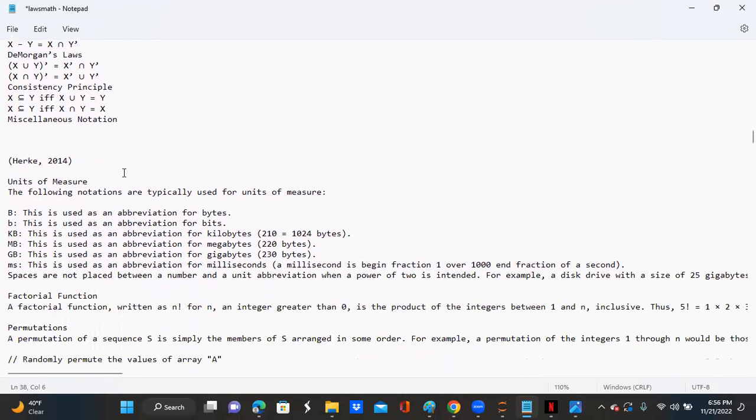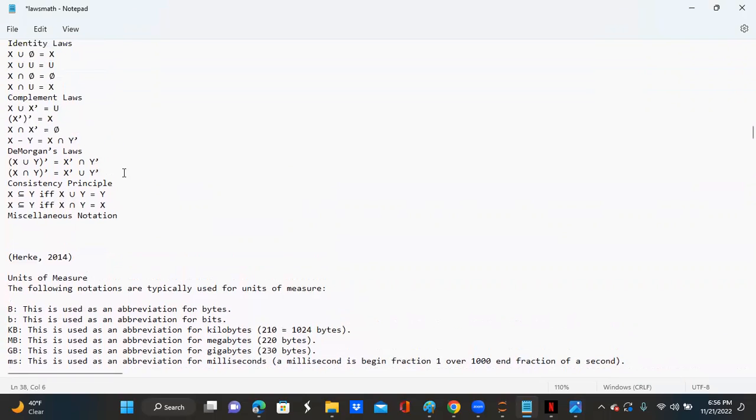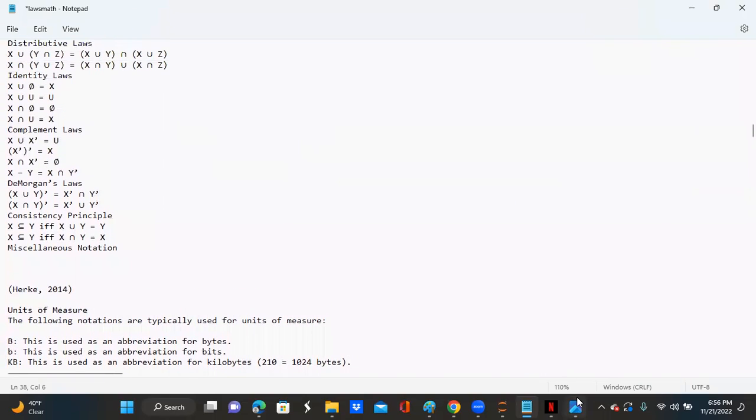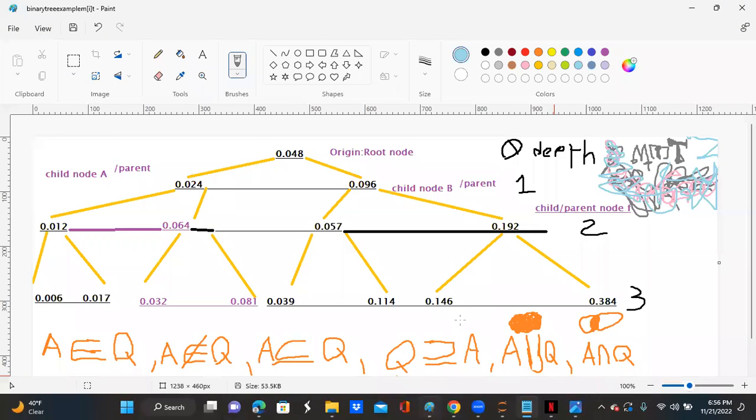The consistency principle: x is included in y if and only if the union of x and y is equal to y, and x is included in y if and only if the intersection of x and y is equal to x. So that's what I wanted to get after today for you.